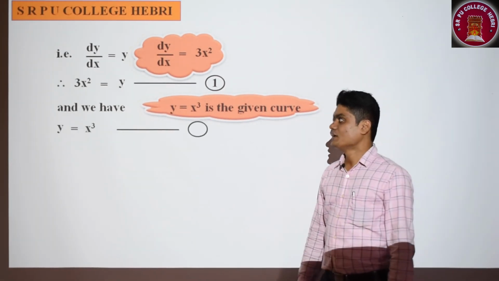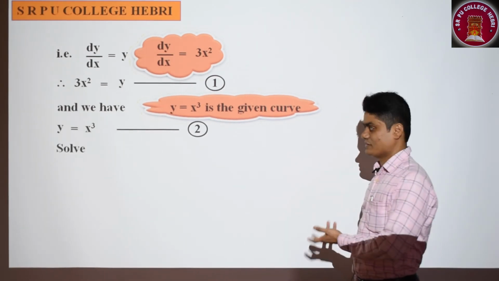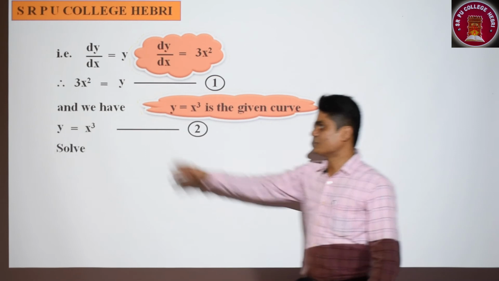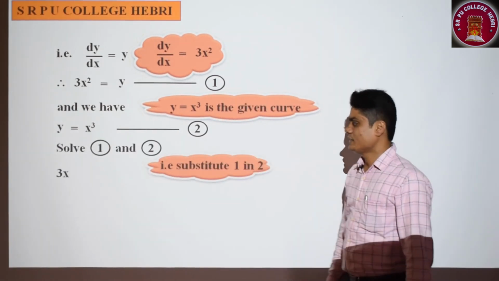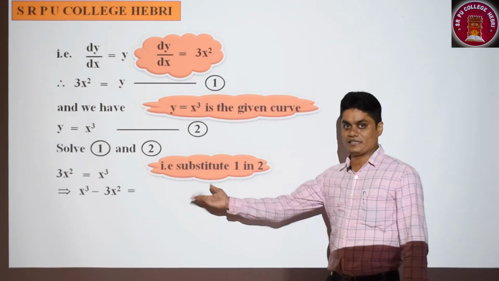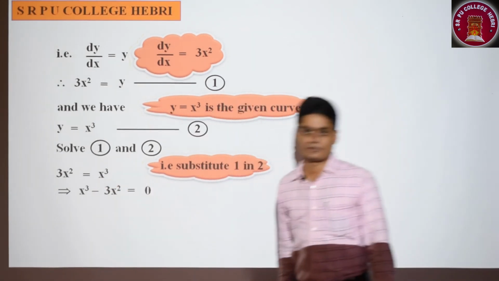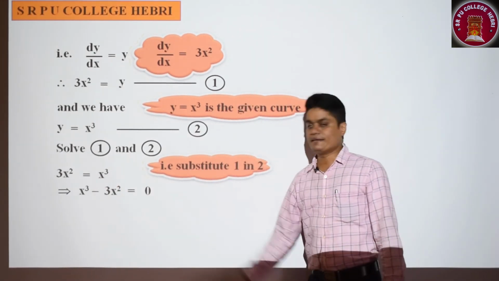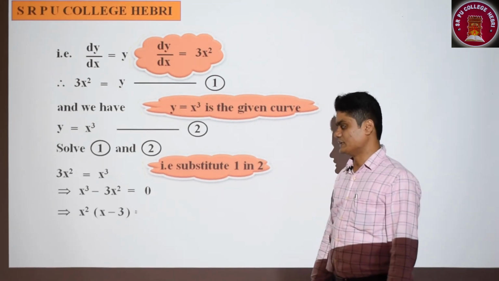Observe this carefully. y is equal to x cube is equation number 2. 3x square is equal to y is equation number 1. On both sides y is there, so directly equate. So we can write, 3x square is equal to x cube. This implies x cube minus 3x square is equal to 0. I just brought this to this side, nothing special. So which is common in both terms? Definitely x square will be the common term, so you will get like this.